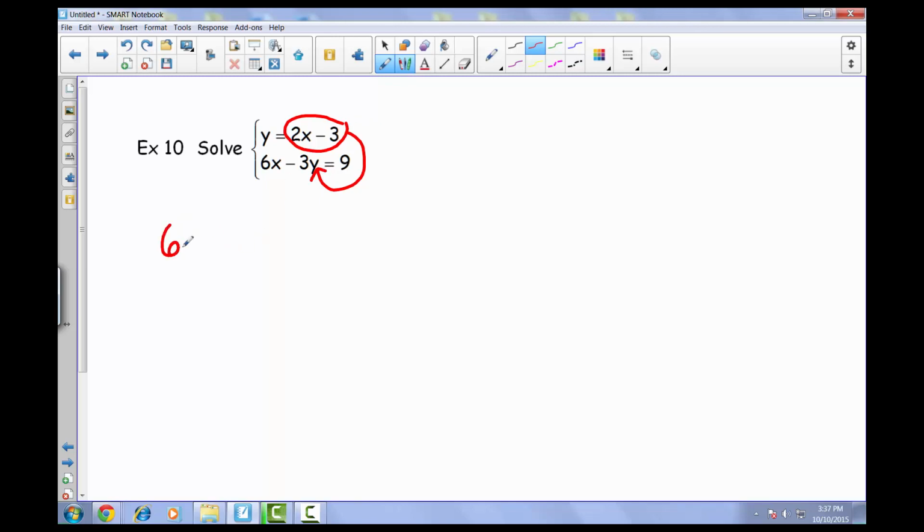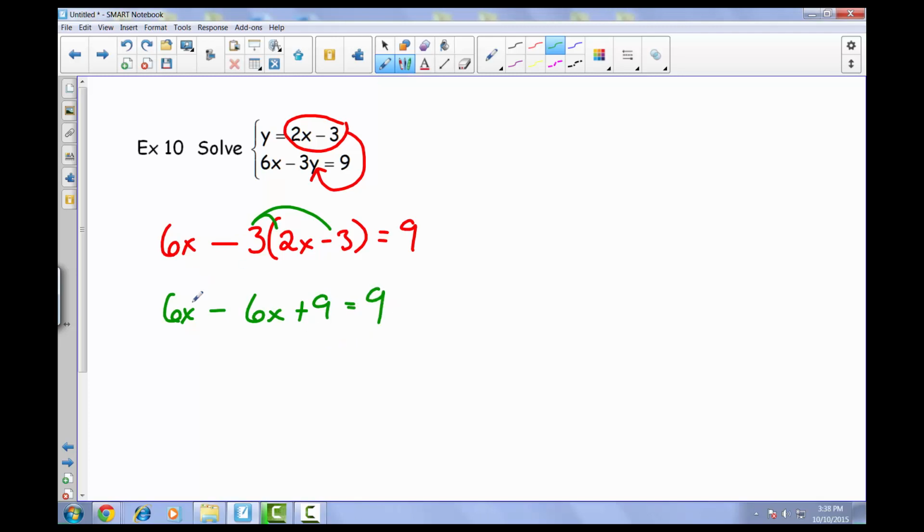We then end up with 6x minus 3 times, instead of y, it's 2x minus 3, is equal to 9. Going ahead and distributing in our negative 3, we end up then with 6x minus 6x plus 9 is equal to 9. Well, our 6x cancels out with our negative 6x, leaving us with then just 9 is equal to 9.